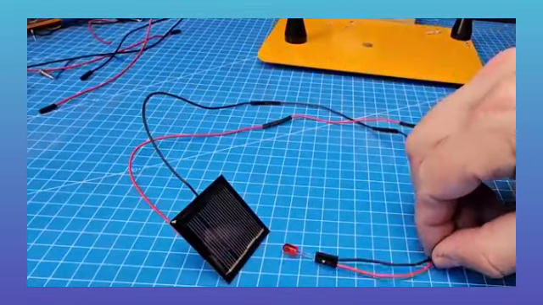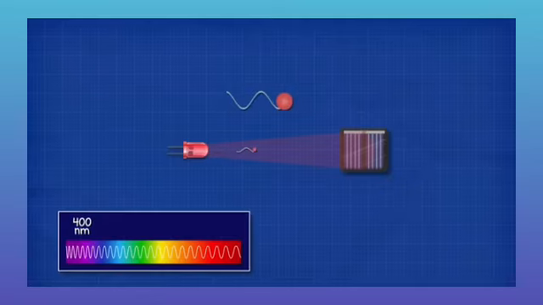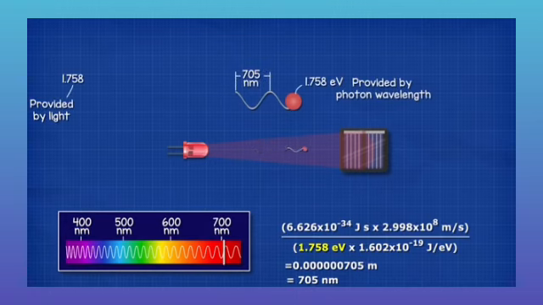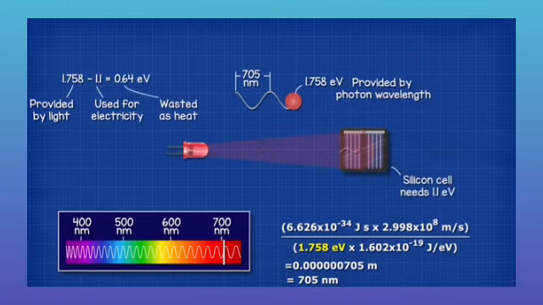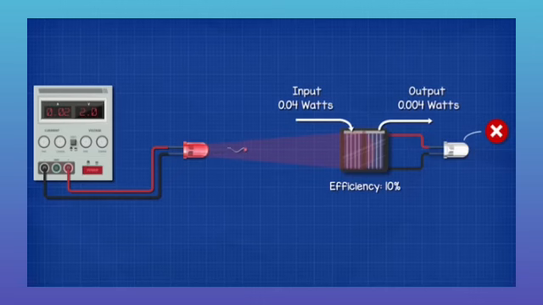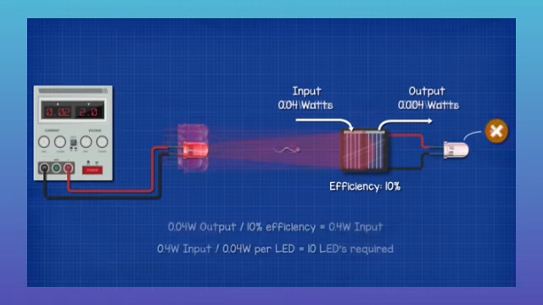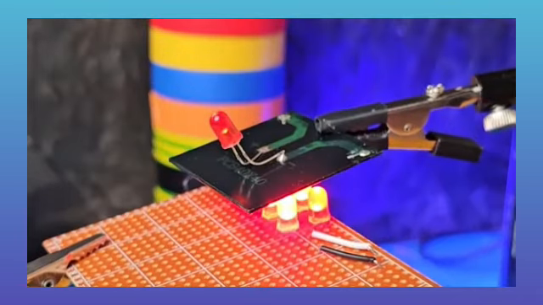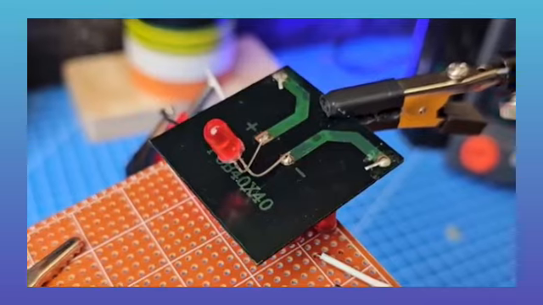So this red LED cannot power itself. It has a wavelength of around 705 nanometers, providing 1.75 electron volts. We only need 1.1, and so the rest of this energy will be wasted as heat. But to produce the light, we are consuming 4 milliwatts, and only around 10% of that is going to be converted back into electricity. So we would need around 10 LEDs to power just one LED. I have tried it here, and 9 LEDs is just enough to produce light.